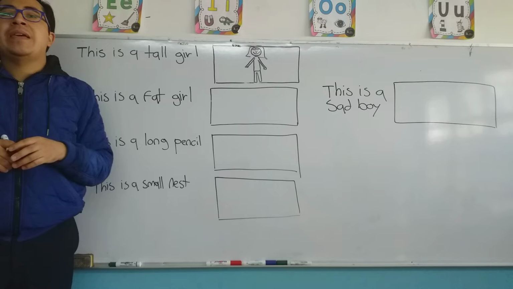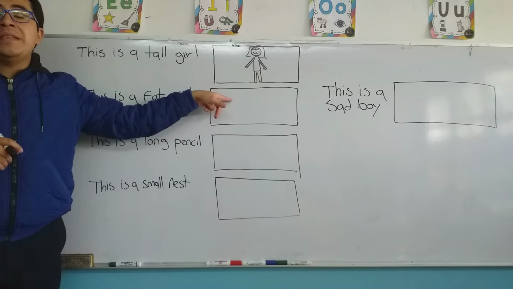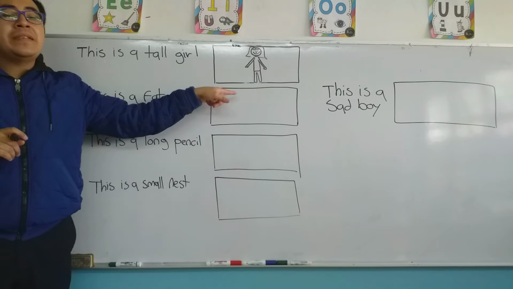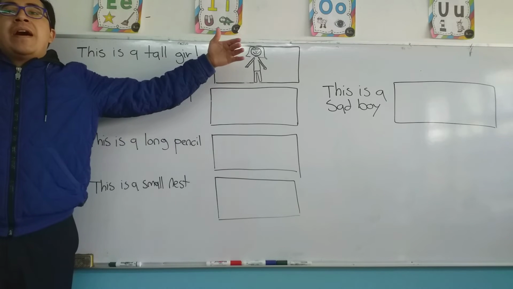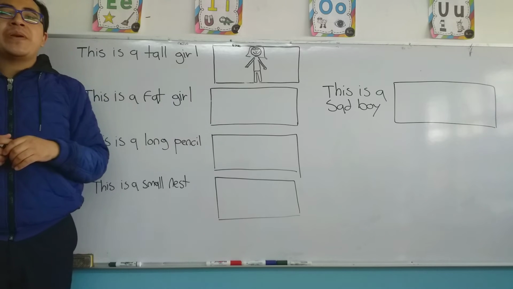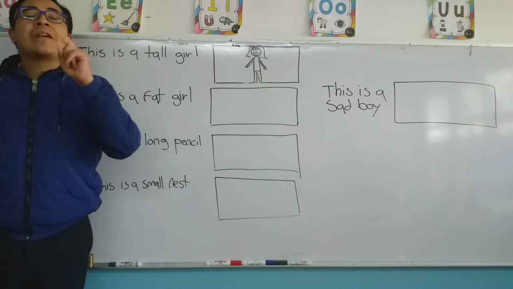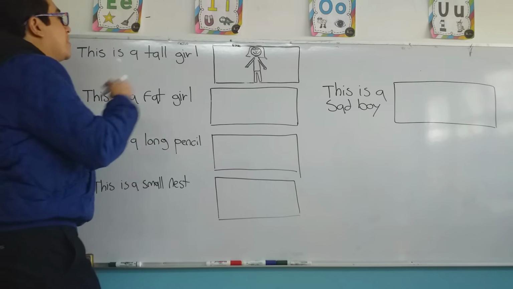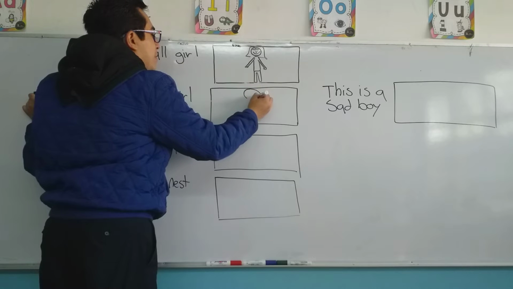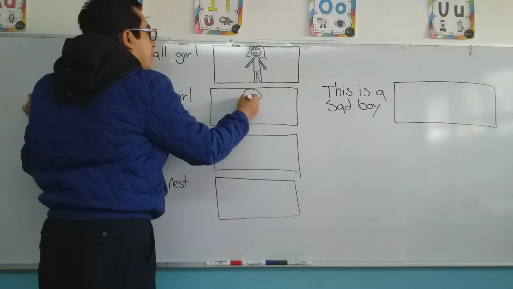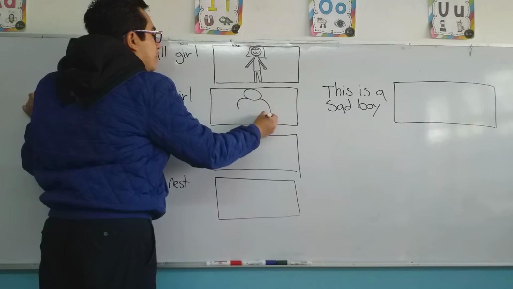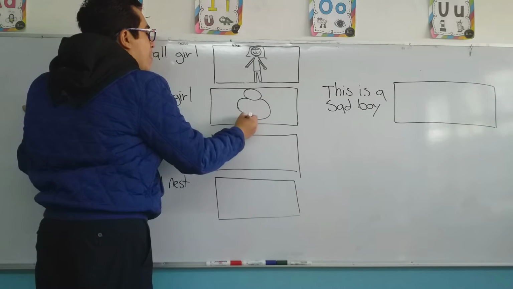Number 2, it says, this is, once again, the word this, esta. This is a fat girl. Esta es una persona gordita. Girl, mujer, niña. So, once again, we're talking about a girl, but for this, she's fat. Like the teacher Jacob.